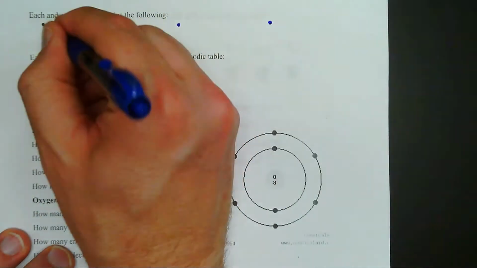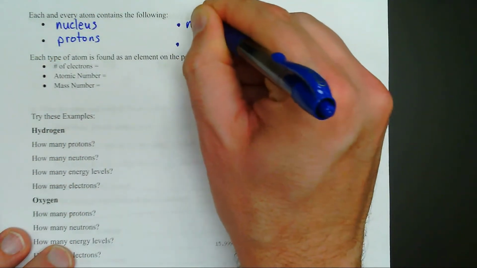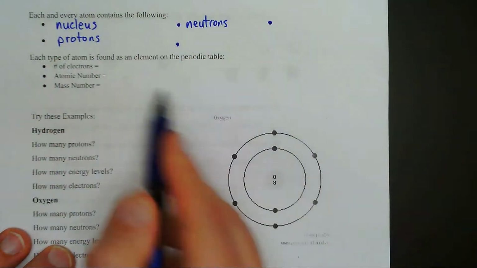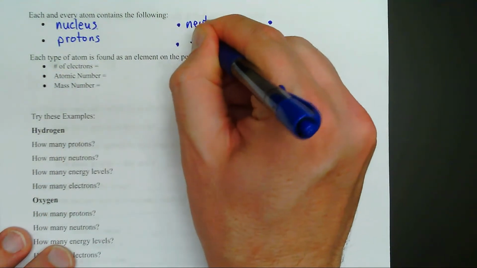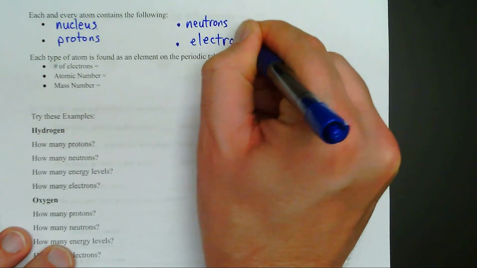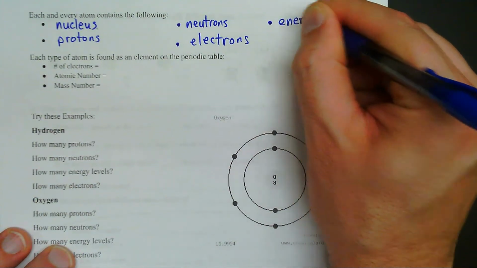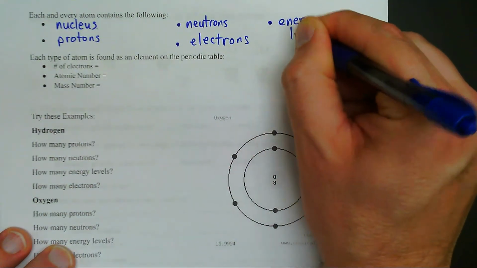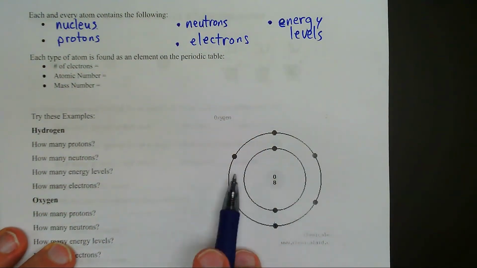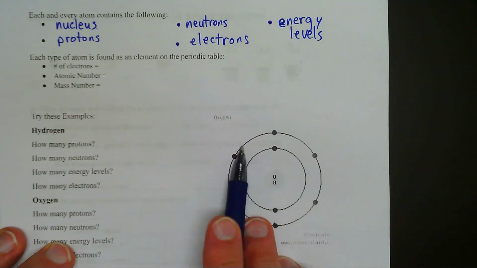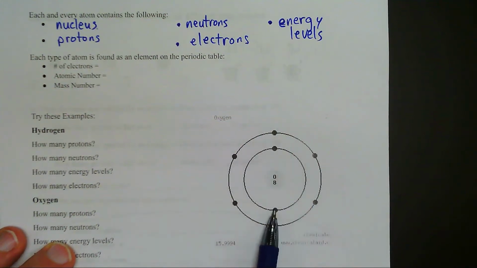Every element also contains protons and neutrons, which are located inside the nucleus. Then we have electrons, which are located in what we refer to as the electron cloud, or another term for that is energy levels. So when we draw them like this, you can tell that each energy level contains a different number of electrons.